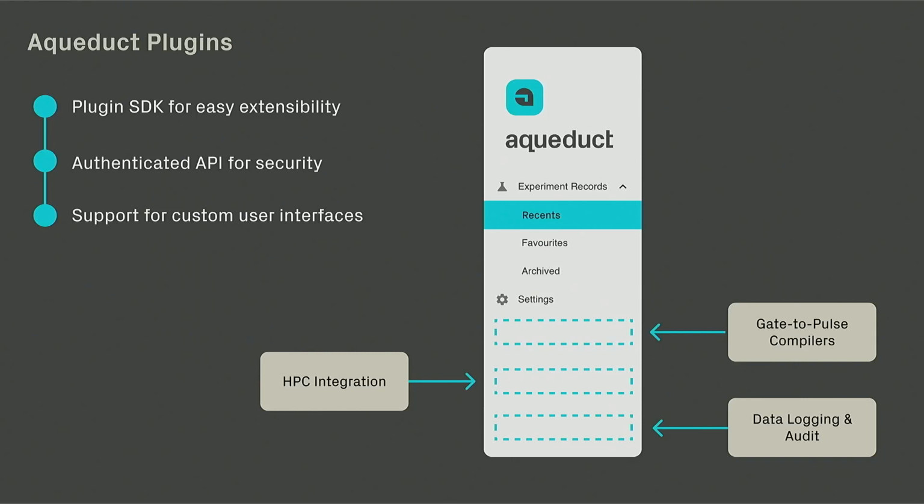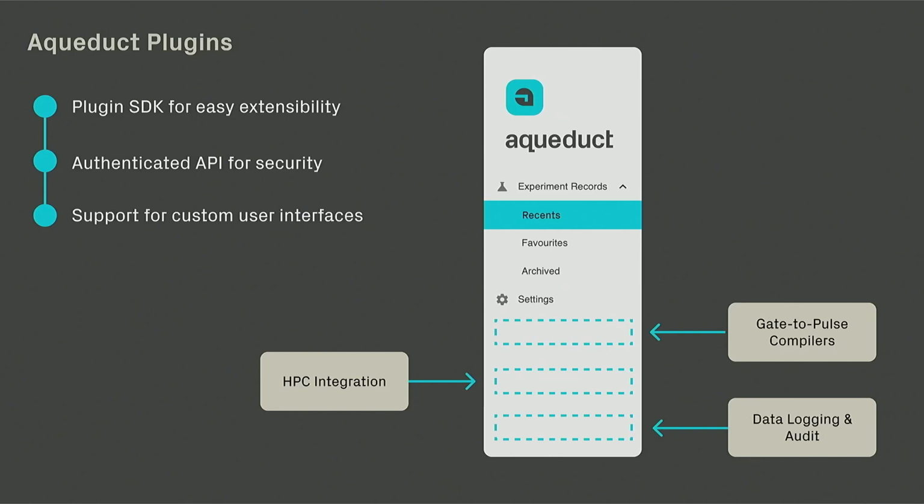Aqueduct is quite an open architecture. In the screenshot I showed you, there was a sidebar on the left-hand side, and all we had right now was experiment management. But we see the whole thing as very extensible and very plug-in based. So you can imagine many applications that could go here.